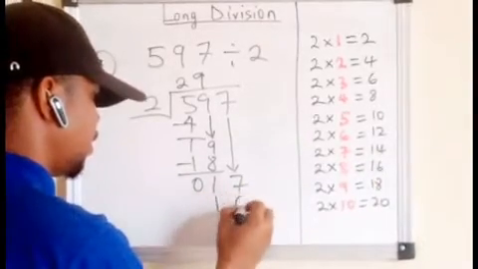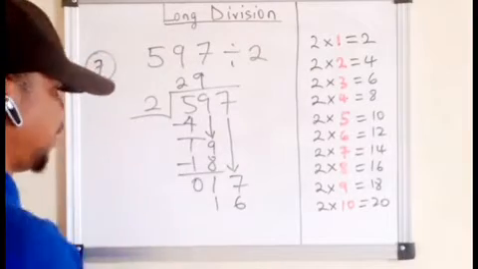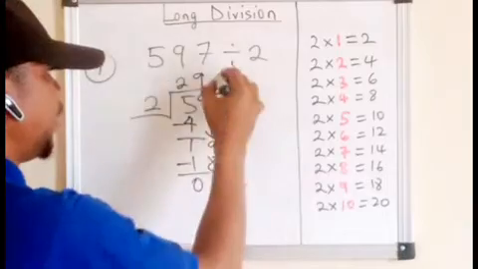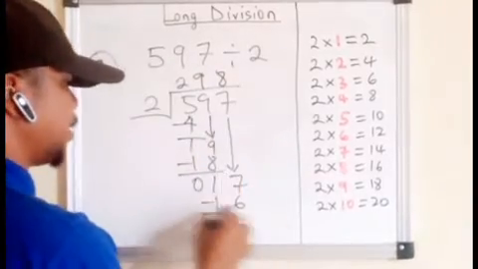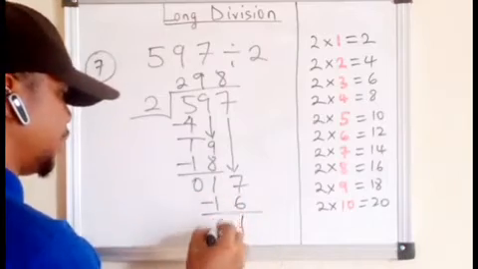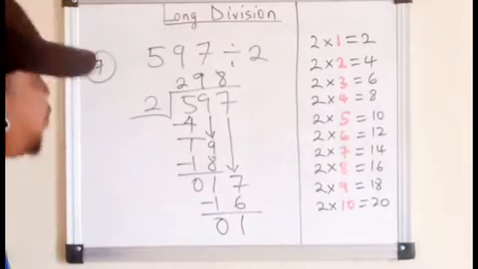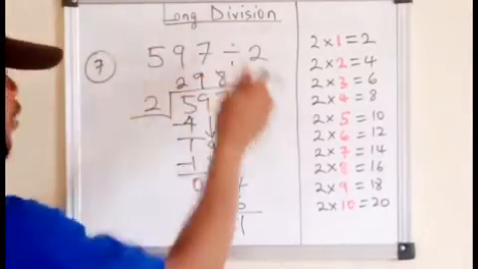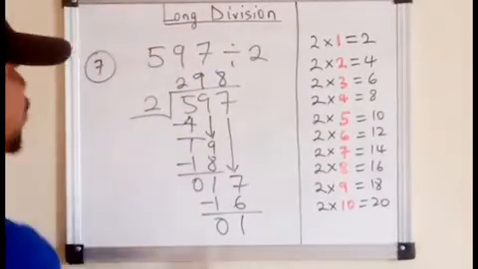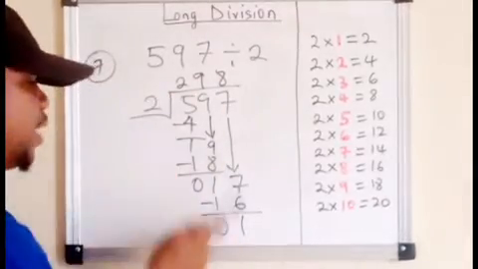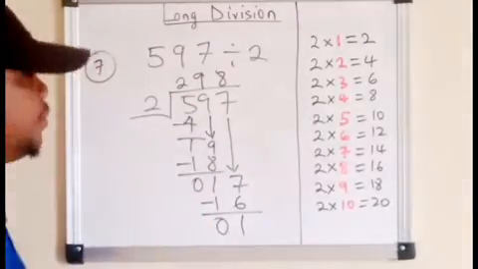16 is written down here. And then the middle number there is 8. We'll write it on top. We subtract. 7 minus 6 is 1. And 1 minus 1 is 0. And therefore, 597 divided by 2 will give you 298 remainder 1. In this case, we have a remainder now, remainder 1.